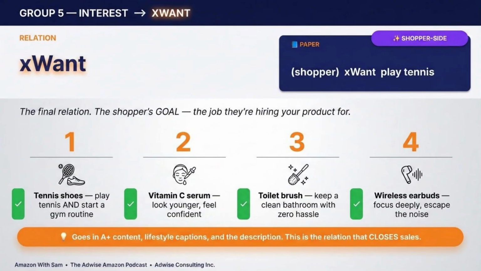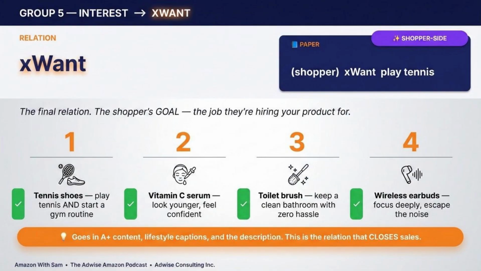X want, the 15th and final relation. The shopper's goal, what they want to do. The paper's example is brilliant. A tennis shoe has X want play tennis, wear, obviously. But the same shoe has X want start a gym routine, only if the listing makes that connection explicit. Add the second X want and you double the listing's intent surface.